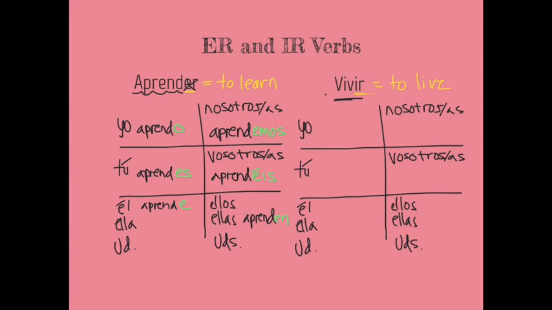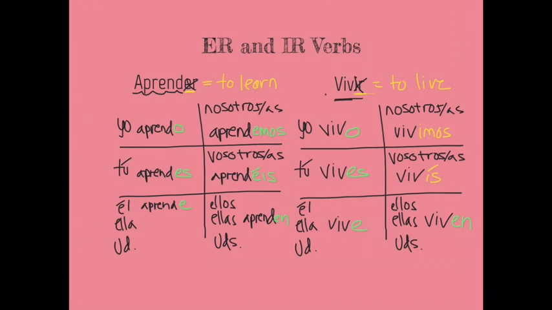Now what about vivir? Let's do the same thing here. We get rid of the IR and we're left with the stem, so viv. So we're going to add that to all our boxes. Then we need to add our IR endings. They're almost the same as ER, but not in vosotros or nosotros. So o, es, e, imos, notice that's different. Ís, accent on the I because it's an IR verb, en.